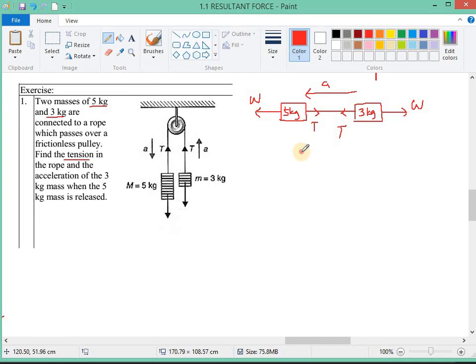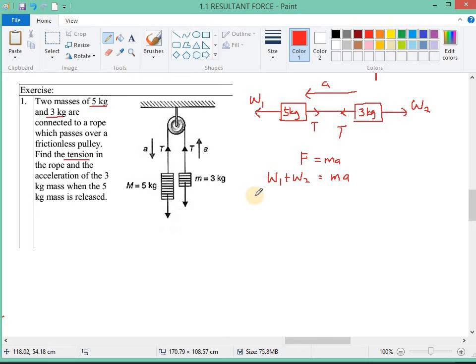So again, F equals ma. These are the two forces that act on this whole thing. This weight and this weight act on the 5 kilogram and 3 kilogram and give them this acceleration. So this is the weight of the 5 kilogram, I put W1. This is the weight of the 3 kilogram, I put W2. So W1 plus W2 equals mass times acceleration. W1 plus W2 gives you the resultant force that acts on the 5 kilogram and 3 kilogram.